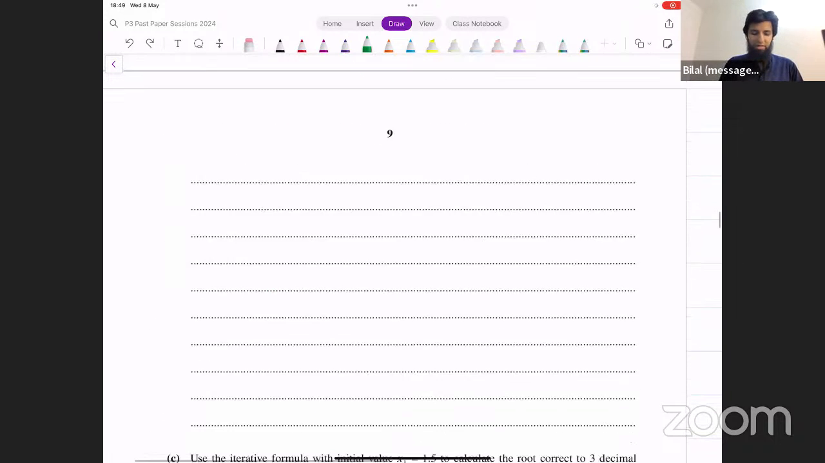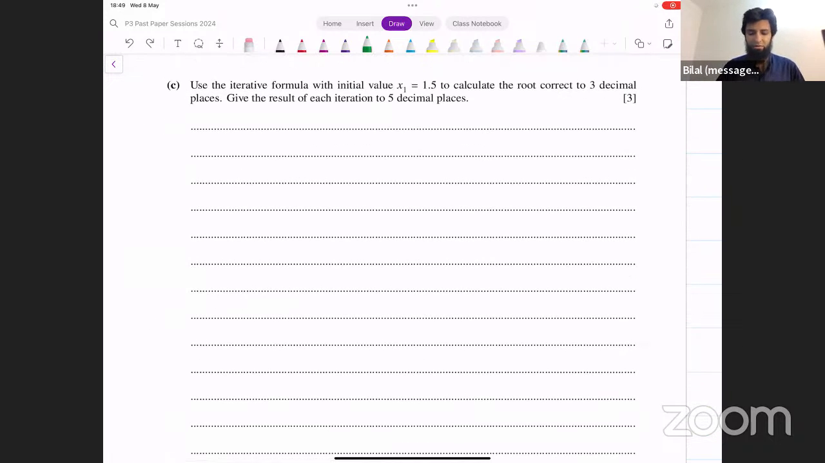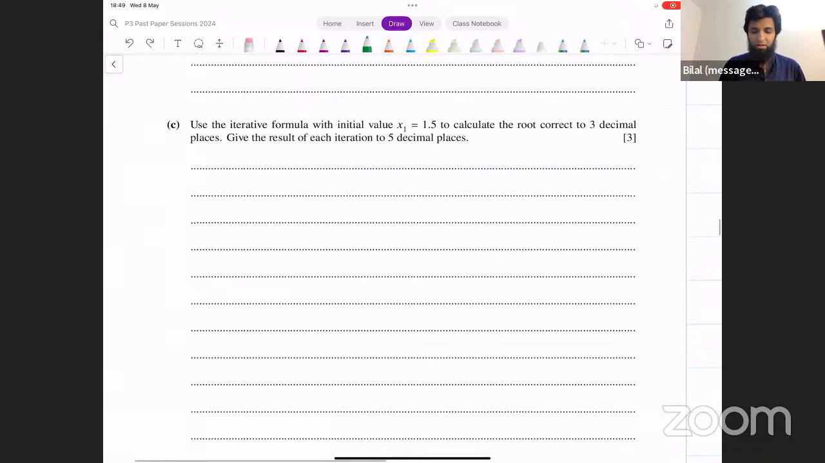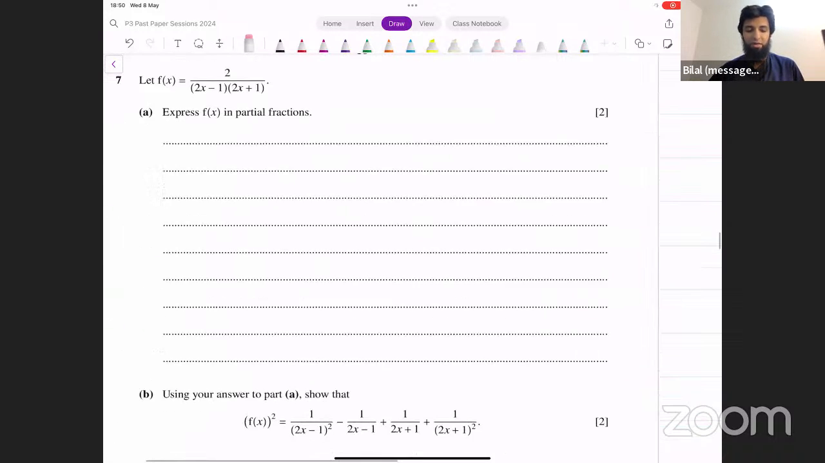Then you use this iterative formula in the next part to find those values. If you do that, make sure that you take care of the accuracy level that's given in the question, because if you don't follow this, you lose marks. These are free marks in paper 3. You cannot afford losing any mark, a single mark in these parts. Otherwise, it's going to be very difficult to get a good grade.